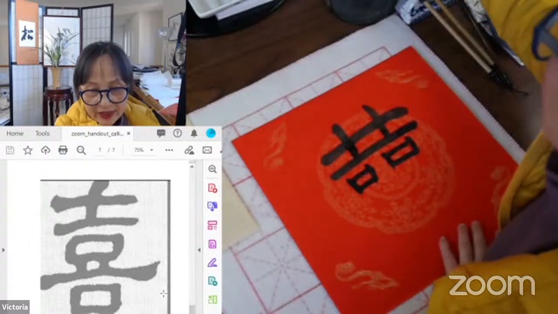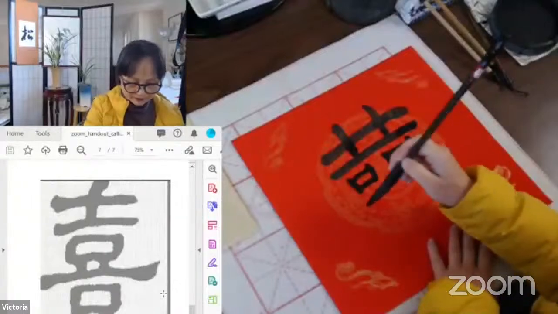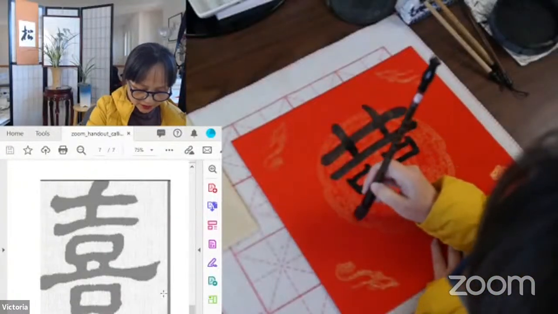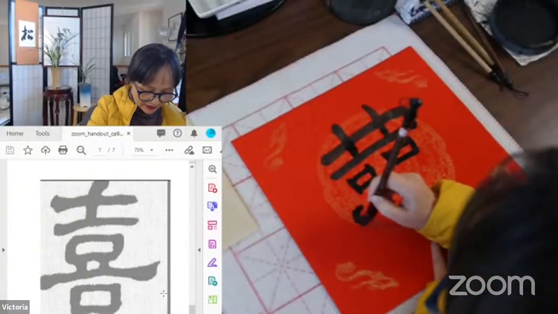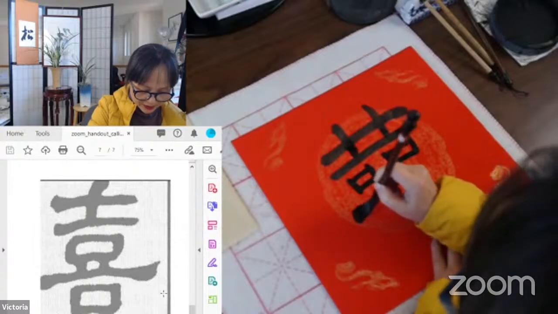Okay, one big horizontal one, a flying stroke. You know, always one stroke in the characters dominates.